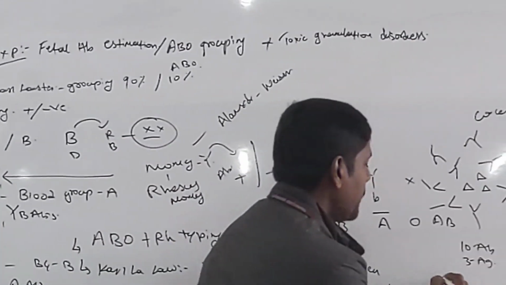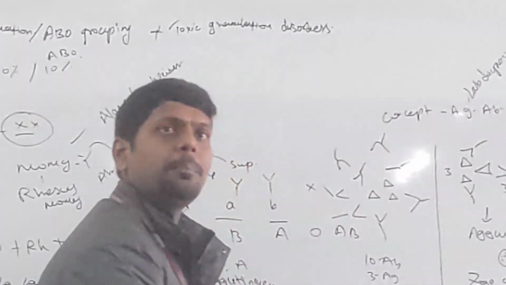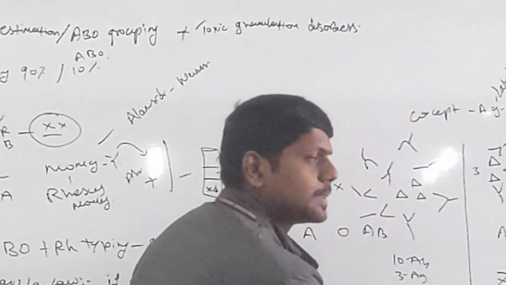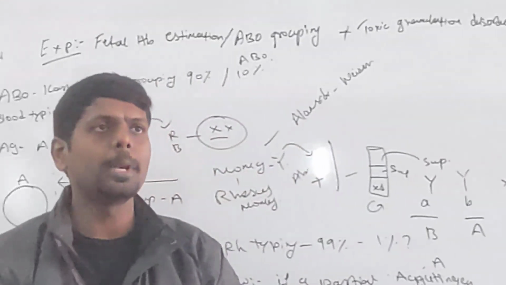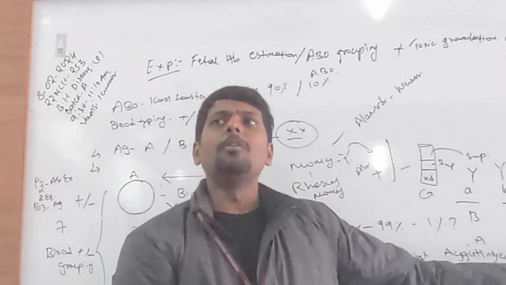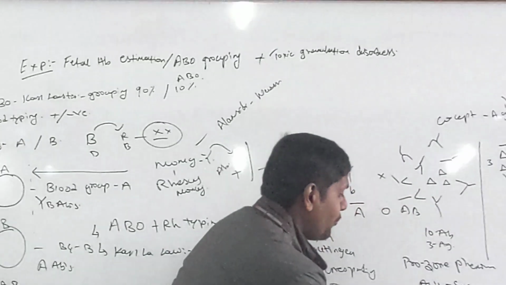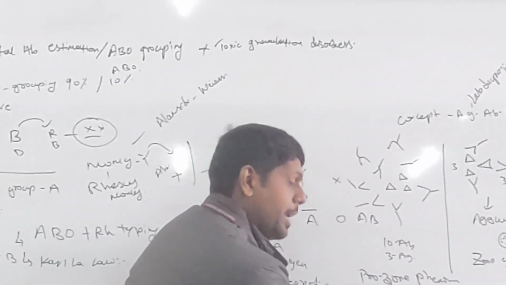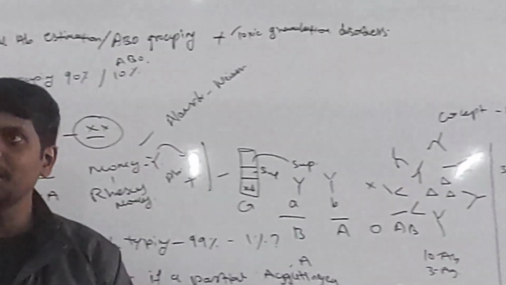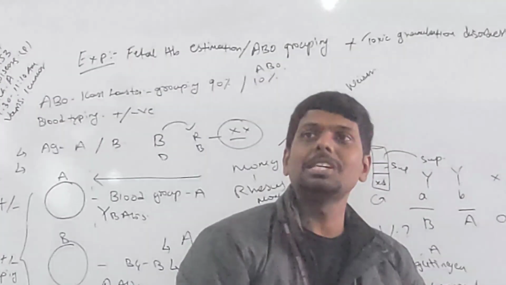This concept is called prozone phenomenon. In prozone phenomenon, the antibodies are in excess. And what is the problem with prozone? The problem is that we will get false negative results. You got my point? I will get false negative results.